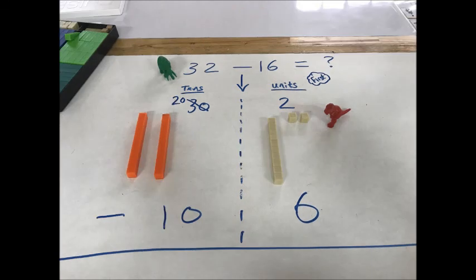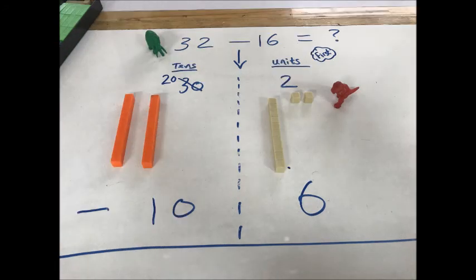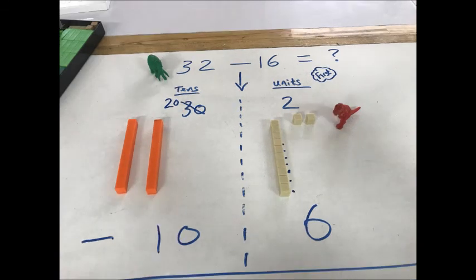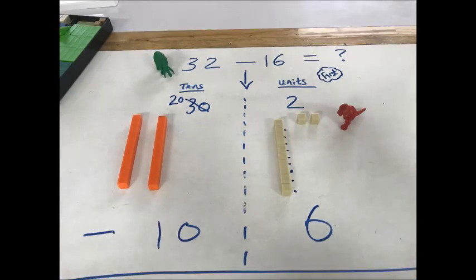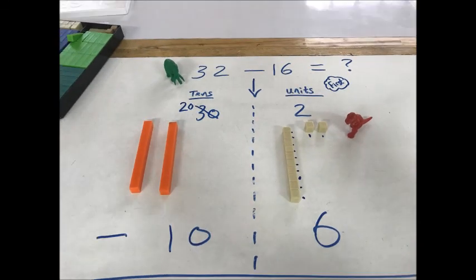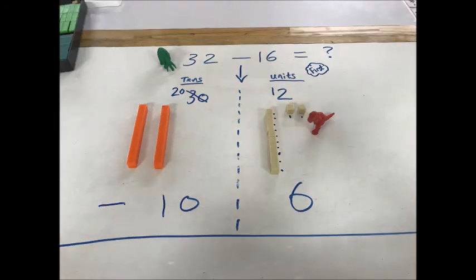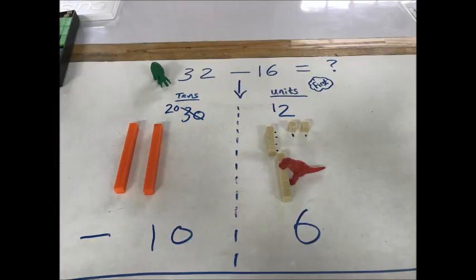Great! Now, let's count how many units we have after that exchange. 1, 2, 3, 4, 5, 6, 7, 8, 9, 10, 11, 12. We now have 12 units at the top, and we can now subtract, or take away, 6 units. Rory, let's deduct 6 from 12.